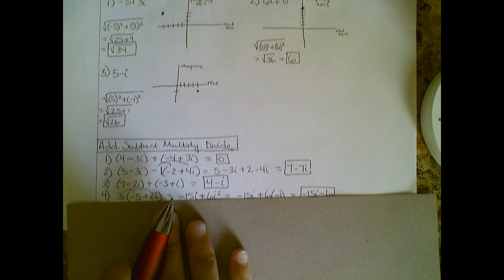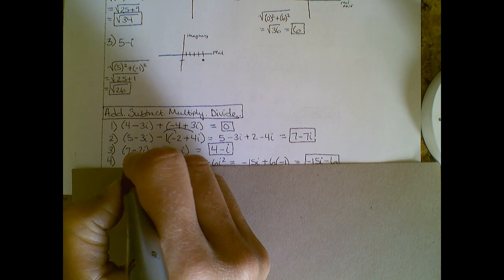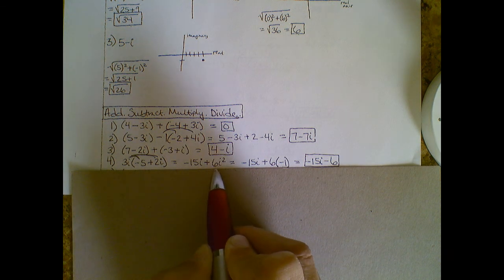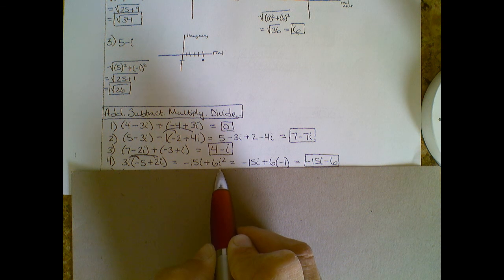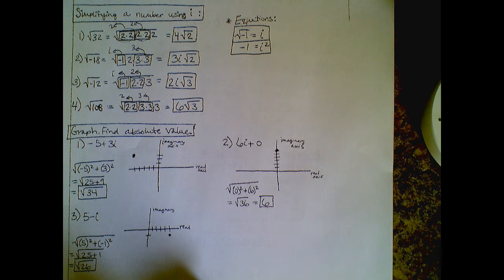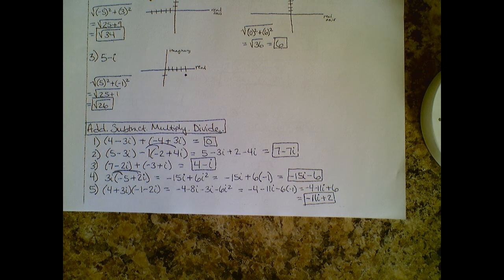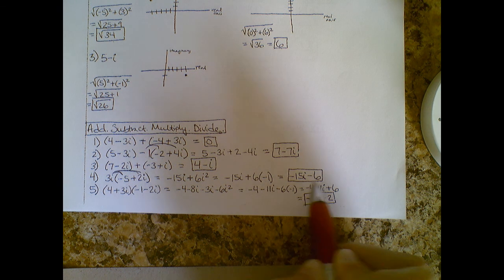Now this next one is 3i times negative 5 plus 2i. Since I'm multiplying, I'm going to do the distributive property. So 3i times negative 5 is negative 15i. 3i times 2i is 6i squared. Notice I have an i squared, and we had said anytime that we have an i squared, that just equals negative 1. So I'm going to plug in my negative 1 for my i squared. So I have negative 15i minus 6 would be my final answer.